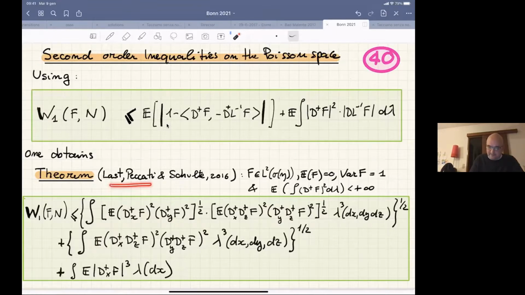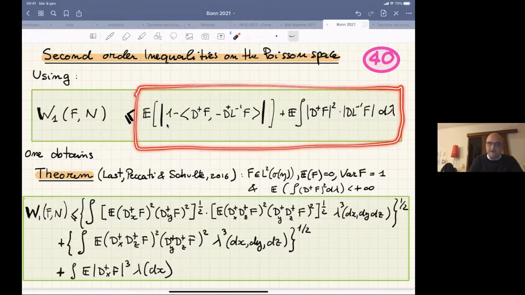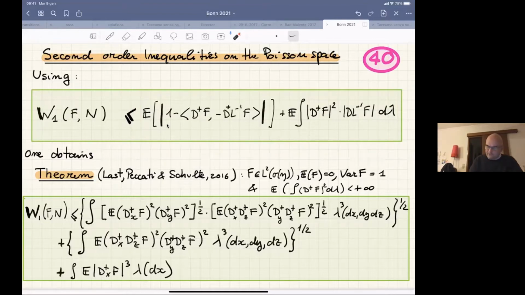with Günter Last and Matthias Schulte, we actually managed to control this by means of the Poincaré inequality, and to write a version of this bound that is an actual second order Poincaré inequality on the Poisson space. And the result is stated here. So if you take a function f, which has mean 0 and variance 1, and satisfies some additional requirement in terms of regularity, then the one Wasserstein distance between f and N is bounded by all these three terms.